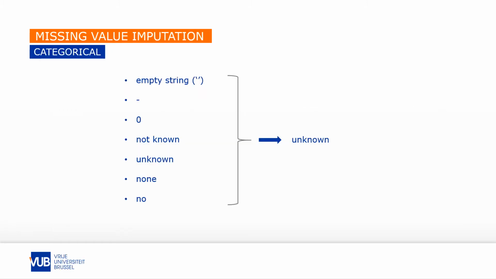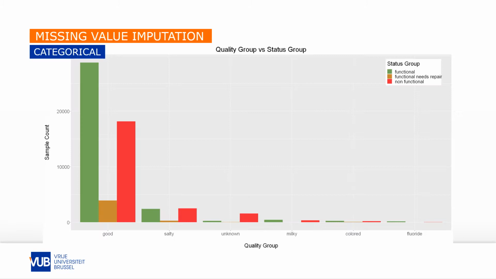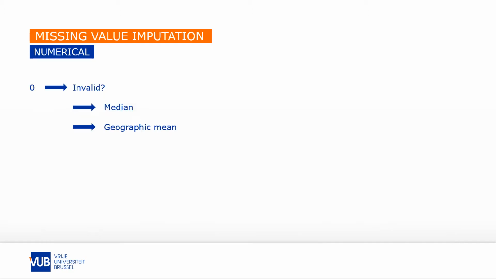For the imputation of missing categorical values, we simply merge all representations for missing values into one new unknown category per feature. We kept a separate category for unknown values because most features have quite a bit of missing values, and they generally have a different distribution than the majority category. We did not want to lose this information.